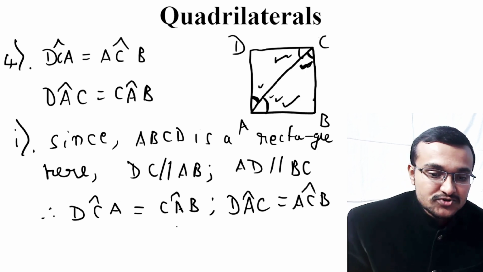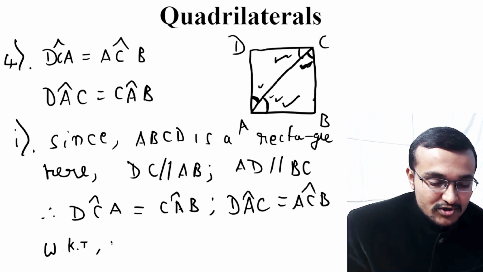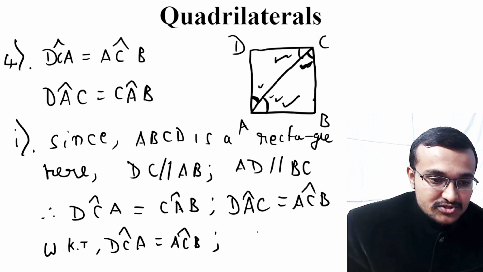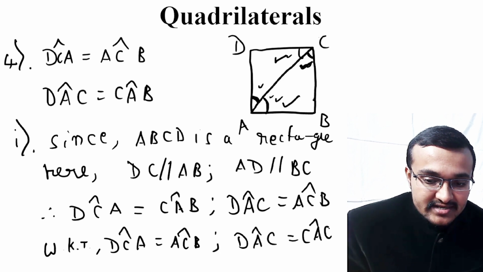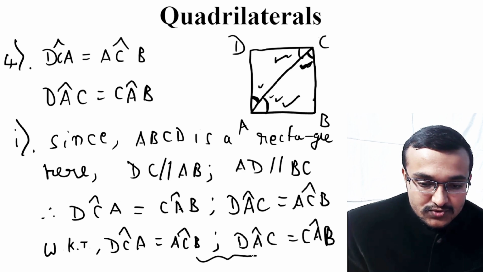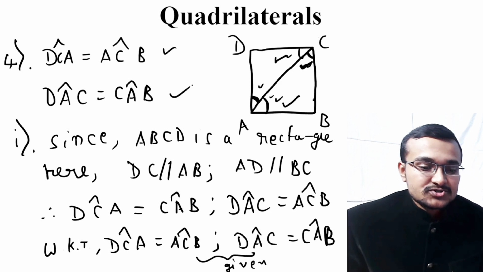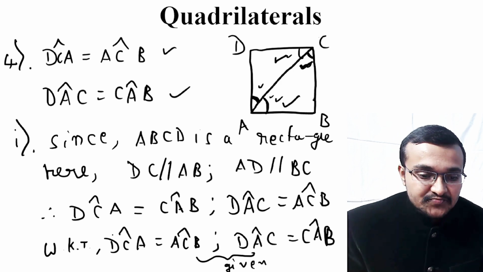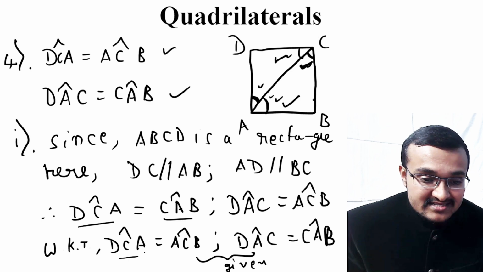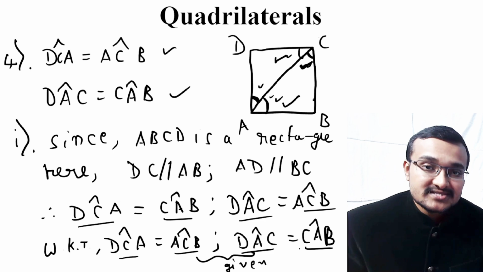So now DCA is equal to CAB and DAC is equal to ACB. These two are already given, which I have written here, and these two we have proved because opposite sides are parallel to each other. So DCA is equal to CAB and DCA is also equal to ACB. DAC is also equal to ACB and DAC is also equal to CAB.